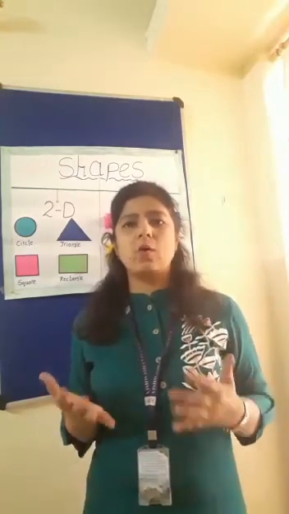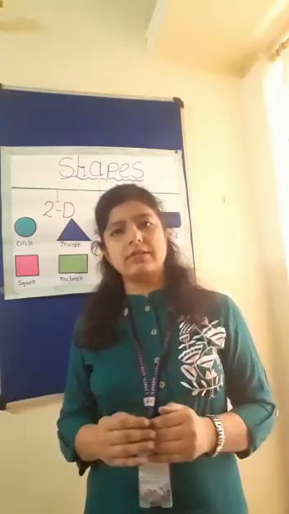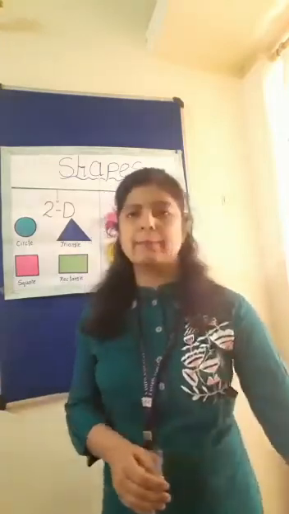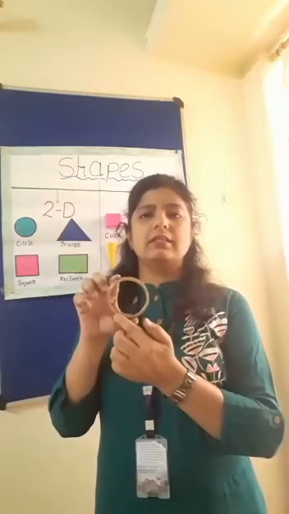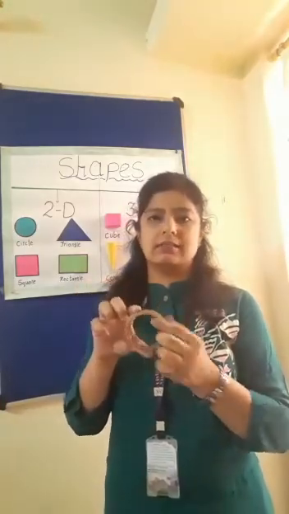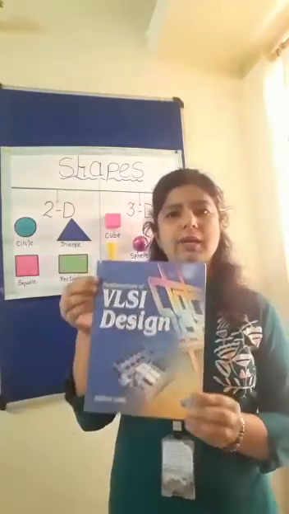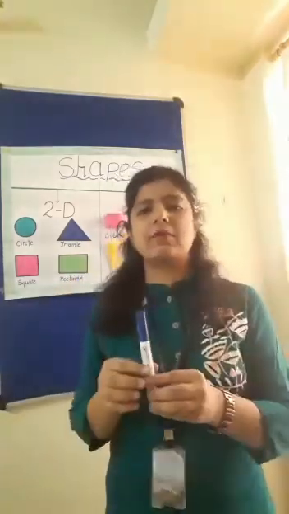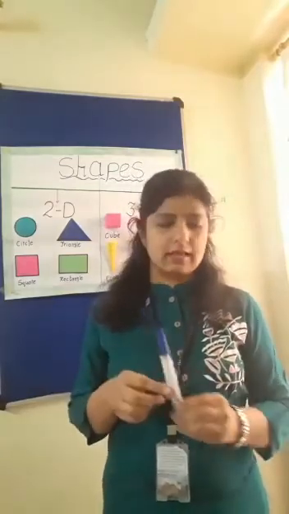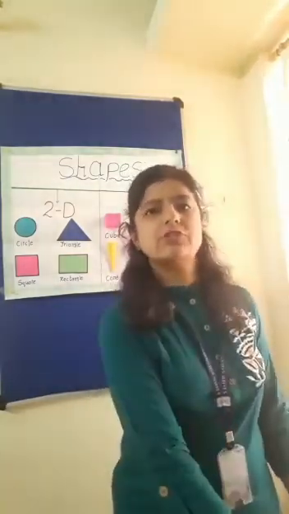There are many objects around us with different shapes. For example, this bangle. The shape of this bangle is circle. This book. The shape of this book is cuboid. This pen. The shape of this pen is cylinder. So today my topic is shape.